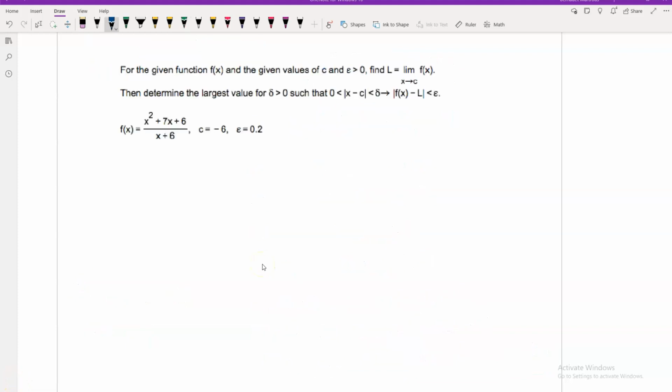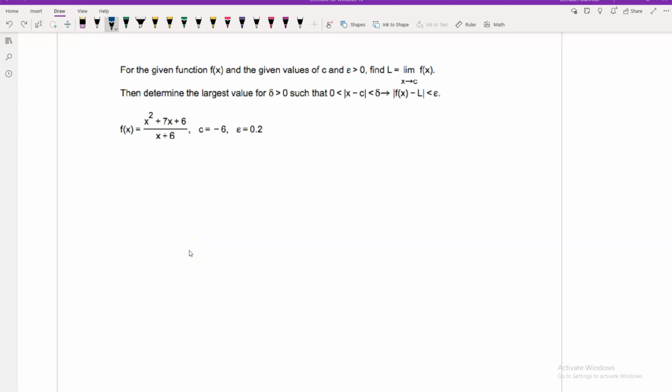Example, for the given function f of x and the given values of c and epsilon, find limit of f of x as x approaches c equal to L. Then determine the largest value for delta such that absolute value of x minus c between 0 and delta implies absolute value of f of x minus L less than epsilon. Here on this part, f of x is equal to x squared plus 7x plus 6 divided by x plus 6. C is -6, epsilon is 0.2.